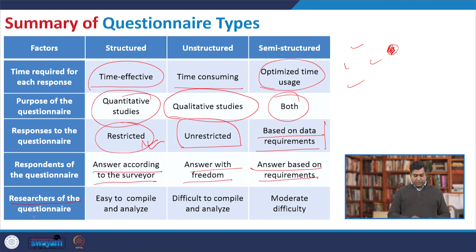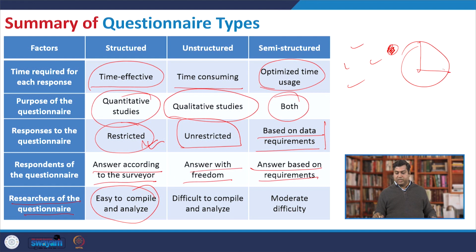Researcher of the questionnaire, in this case, from their perspective it is easy to compile, because all respondents are giving answers within the predefined answers. So you can now make a comparison, you can make a particular pie chart, that okay, out of so many respondents, you can say that 30% say yes and the remaining 70% say no.